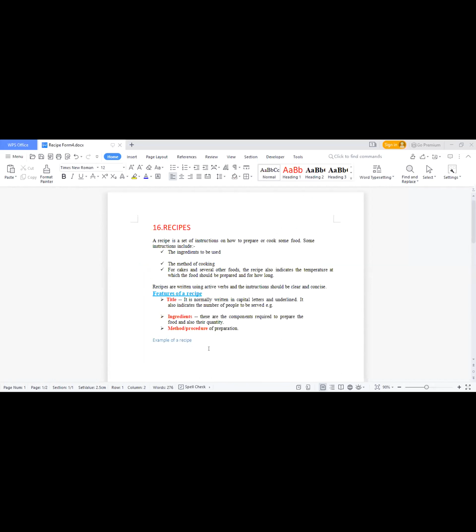Okay, so we're going to start with the recipe. So a recipe is a set of instructions that you need to follow in order for you to deliver a meal.